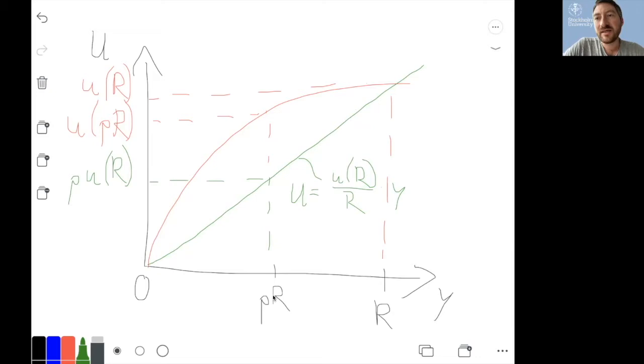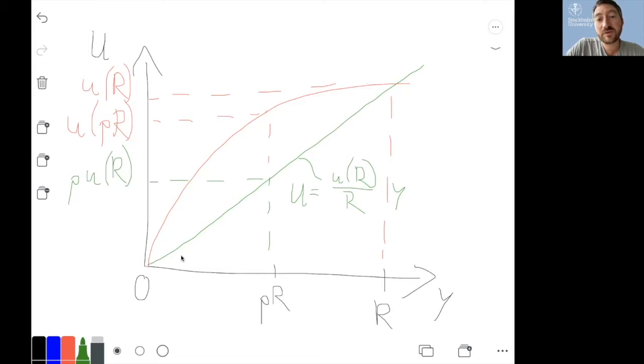To figure out what utility without insurance is, we can proceed as follows. Remember that we showed on the previous slide that utility without insurance is P times U of R. And I'm now going to show you that that y coordinate corresponds to exactly the height of a straight line at the point PR that connects the origin to this point up here with the x coordinate R and the y coordinate U of R. So to see that that point lies exactly in this place, let's look at the equation that defines this line.